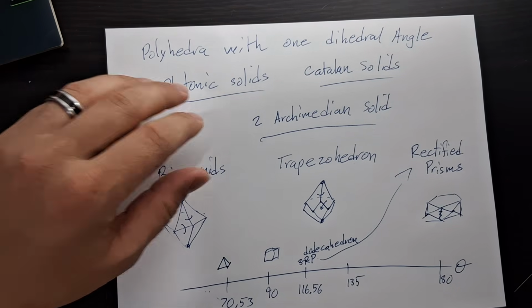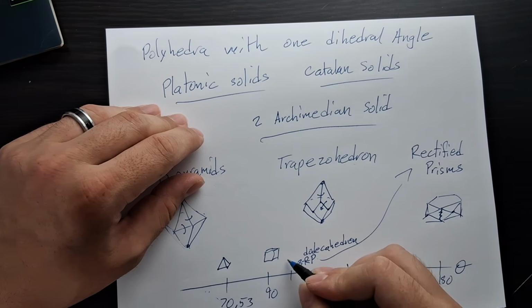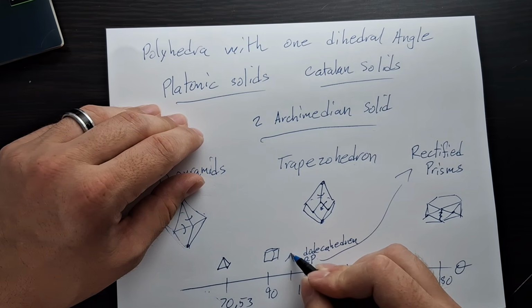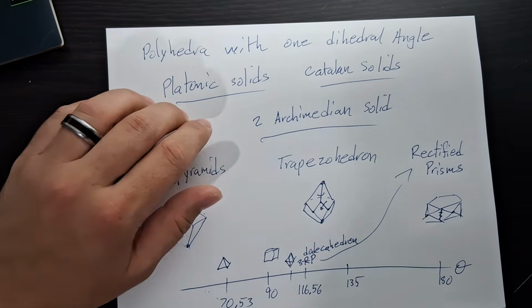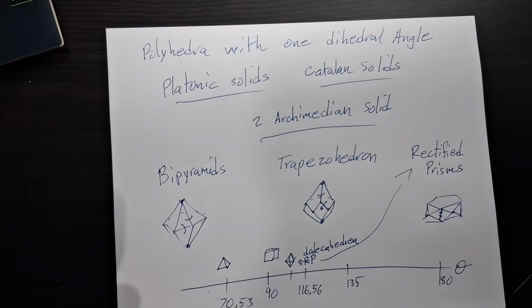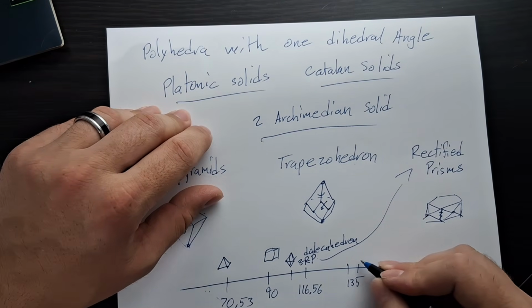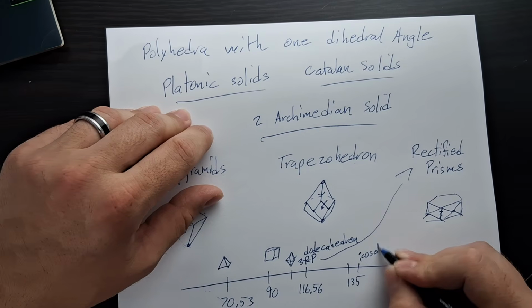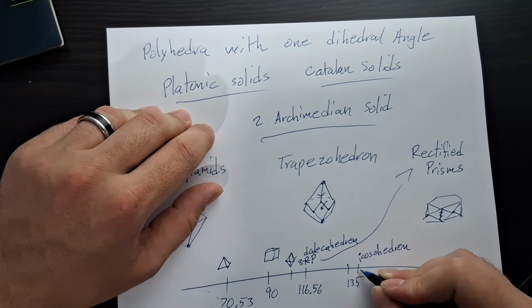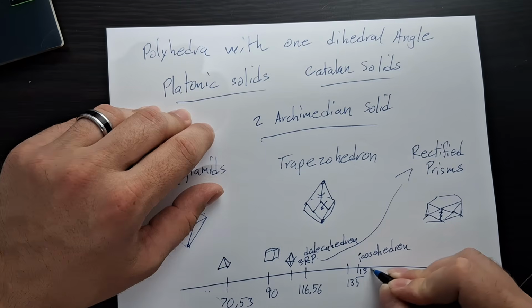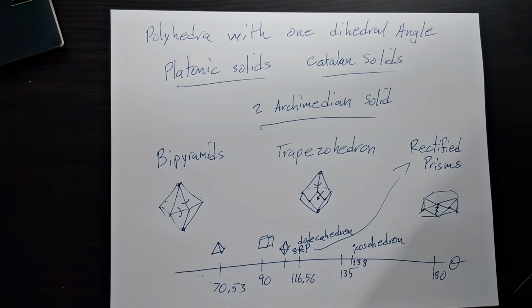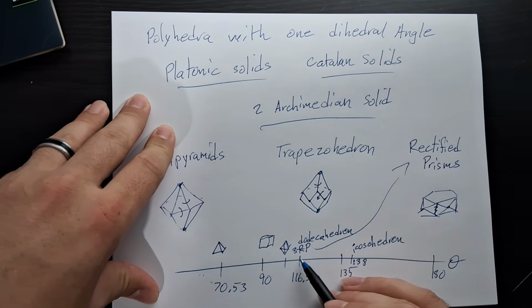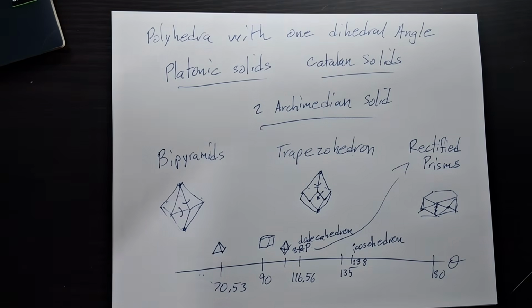I skipped the octahedron. Octahedron lands here in the middle. We have our octahedron. It is one of our bipyramids, for one. Dodecahedron, and then icosahedron shoots past our limit of 135 with 138. So these are platonic solids. And the rectified prism, the first one, actually lands in the same place as the dodecahedron.